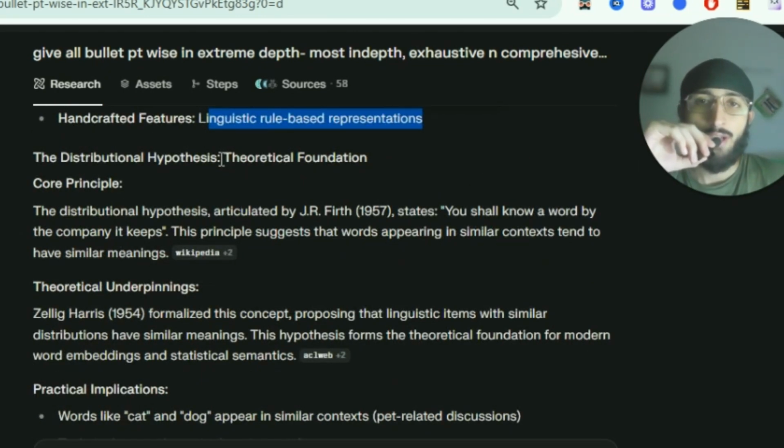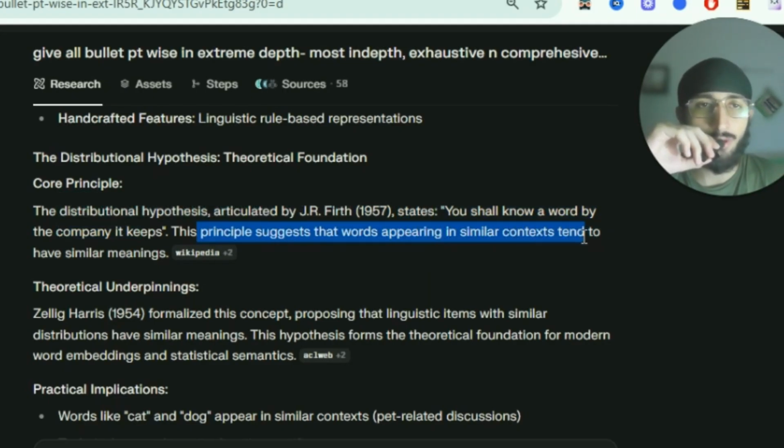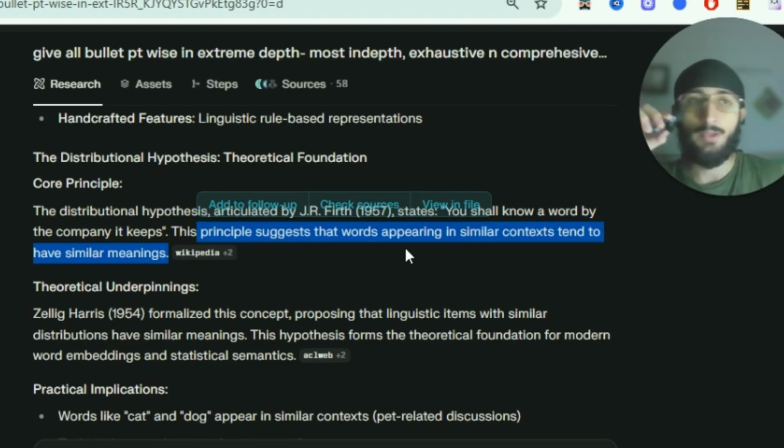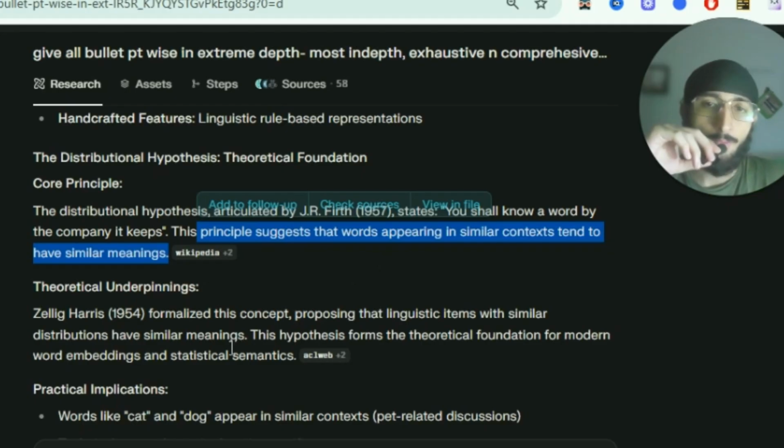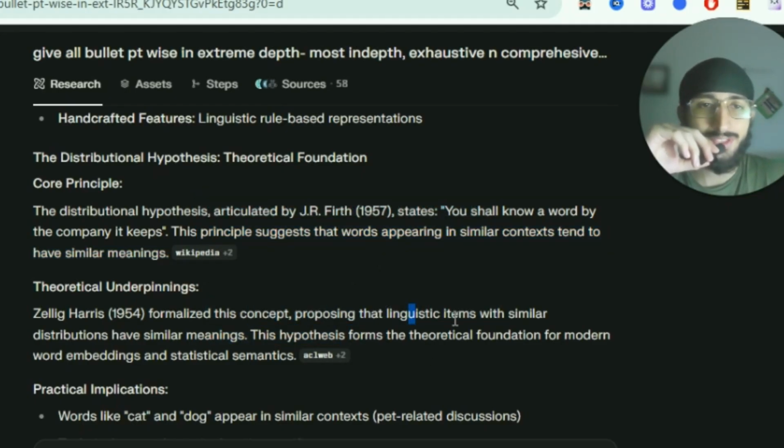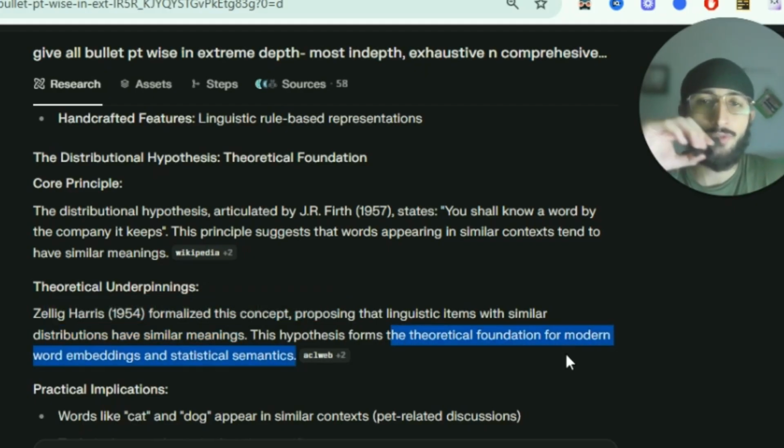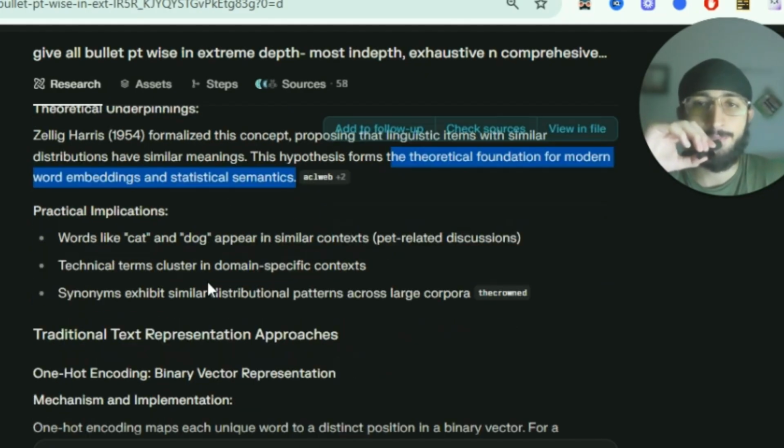Now the distributional hypothesis, the theoretical foundation. So, the core principle of the distributional hypothesis was articulated by J.R. Firth, and it states that you shall know a word by the company it keeps. This principle suggests that words appearing in similar contexts tend to have similar meanings, right? Theoretical underpinnings: Zellig Harris formalized this concept, proposing that linguistic items with similar distributions have similar meanings. This hypothesis forms the theoretical foundation for modern word embeddings and statistical semantics.